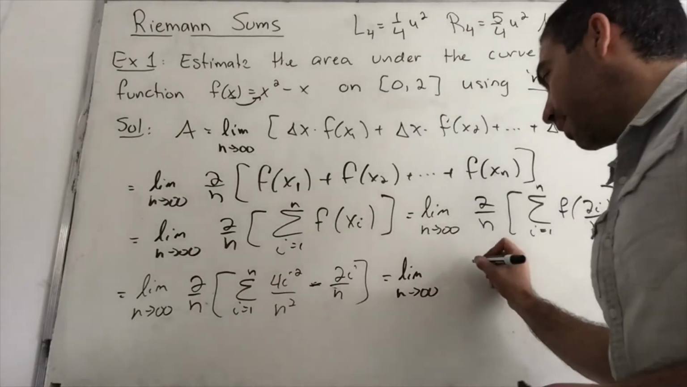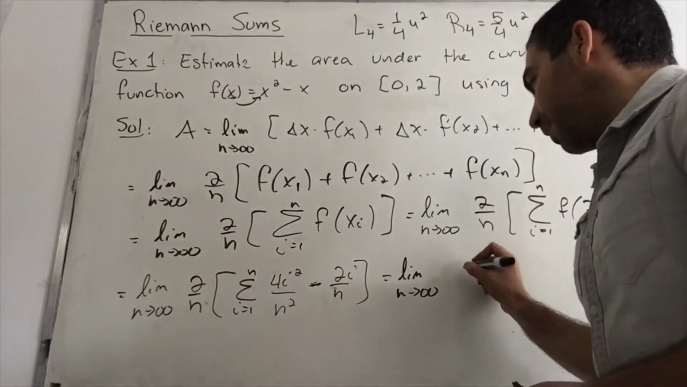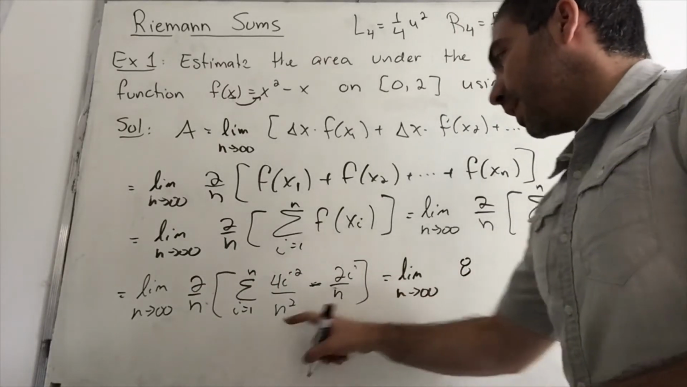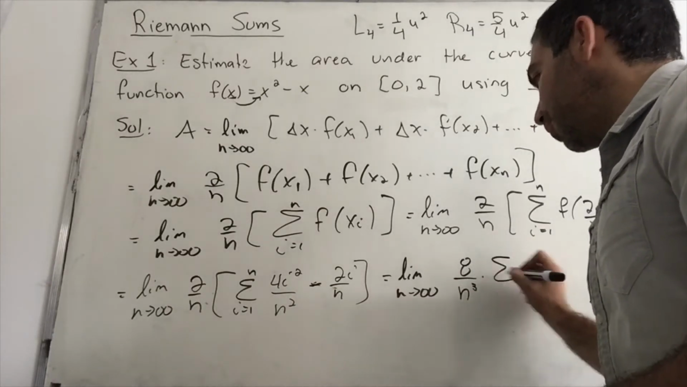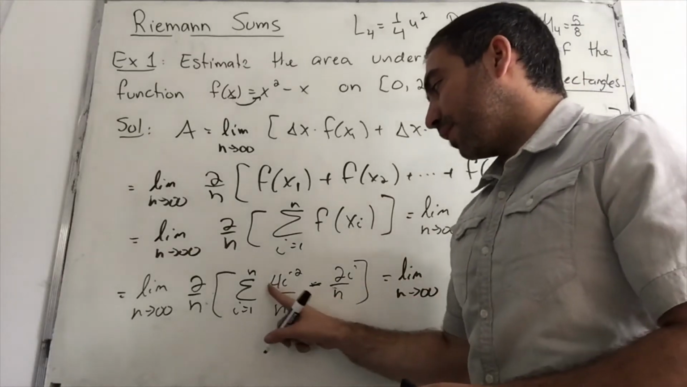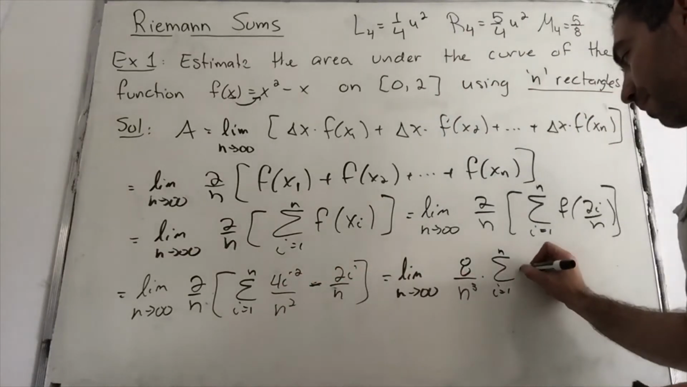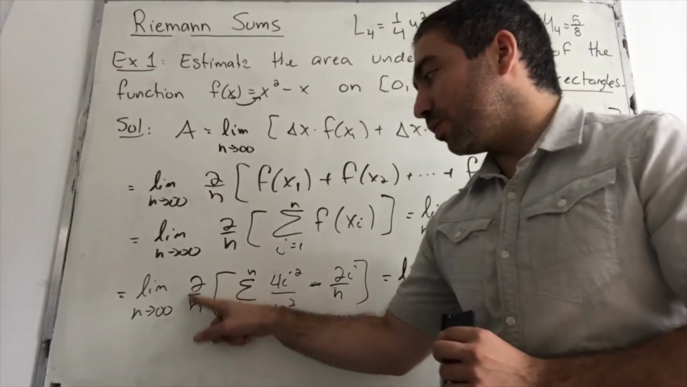So over here, what I get is on the outside, I'm going to factor out the 4 with the 2, giving us 8. And I'm going to take out the n squared with the n, giving us n cubed, times the summation i equals 1 to n of, if I took out the 4 and the n squared, I'm just left with i squared. This is something that we know, right?